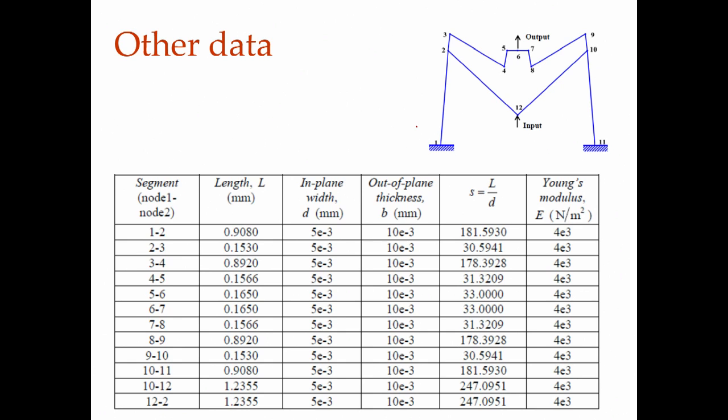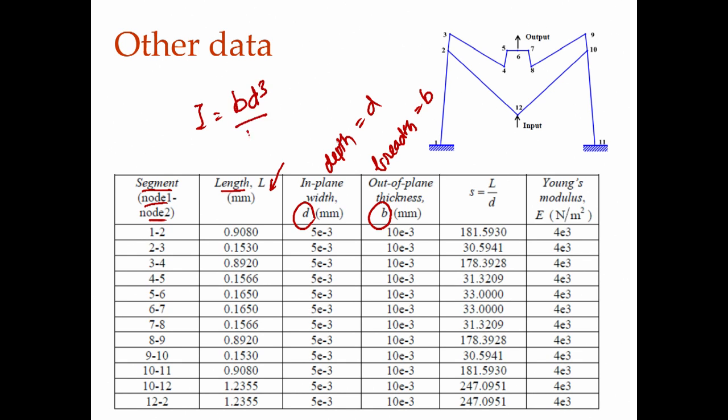kinetoelastostatic map. And for doing that, once you have your coordinates, of course, you can calculate lengths of all the segments and which vertices or nodes they connect. You need to know the in-plane width, and you need to know the out-of-plane thickness. This is something to note. This is the depth of the beam and this is the breadth of the beam. I use depth and breadth to indicate that this is D, this is B. So, the second moment of area for a rectangular cross section is B d cube by 12.